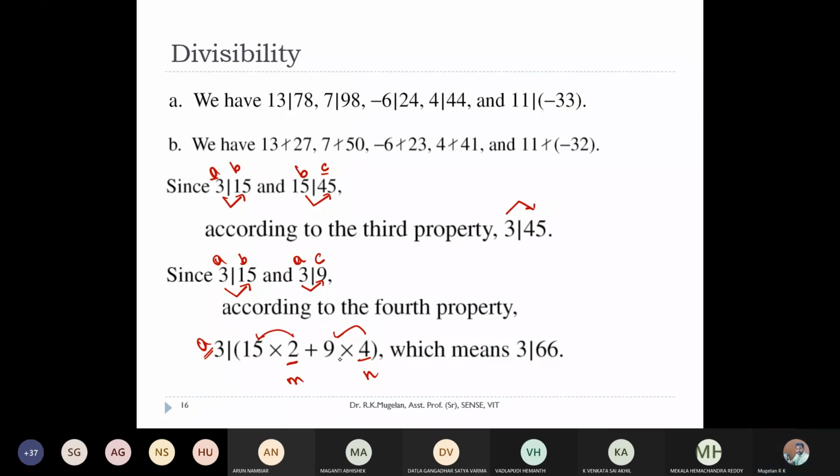Right. Does anyone have any doubt in these divisibility properties? You can raise your hand.